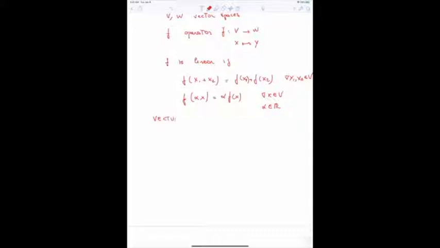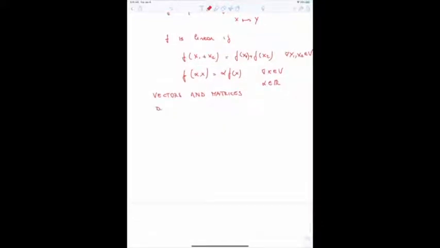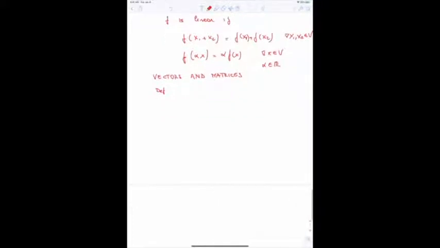Now we're going to talk about vectors and matrices. And here we have some definitions to talk about. First of all, we have a set of vectors v1, ..., vn. So these vectors are said to be linearly independent.